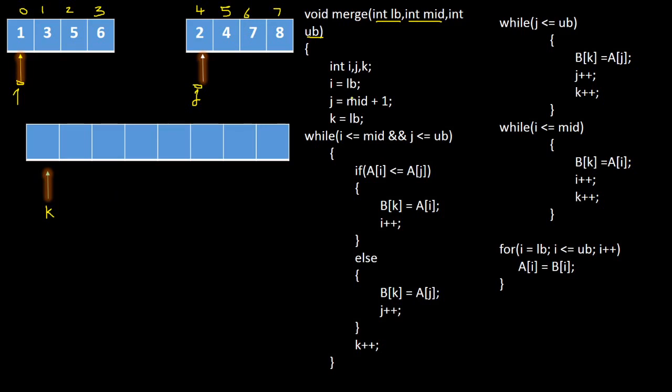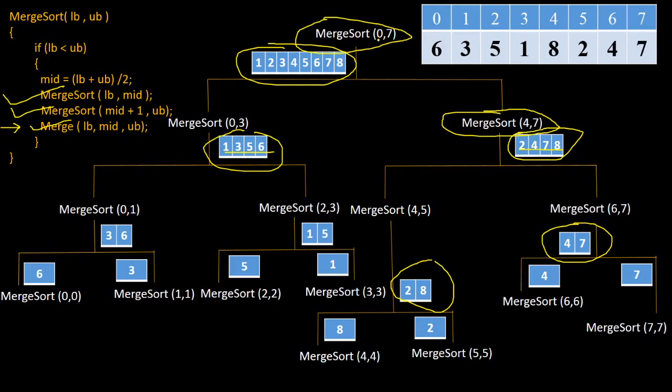These are my variables. Initially I is nothing but LB. What is LB? LB is nothing but 0. What is mid plus 1? How much is mid? In this case mid is 3. How did you calculate the mid? 0 plus 7 divided by 2. 0 plus 7 is 7, and 7 divided by 2 is nothing but 3. So mid is 3 here.